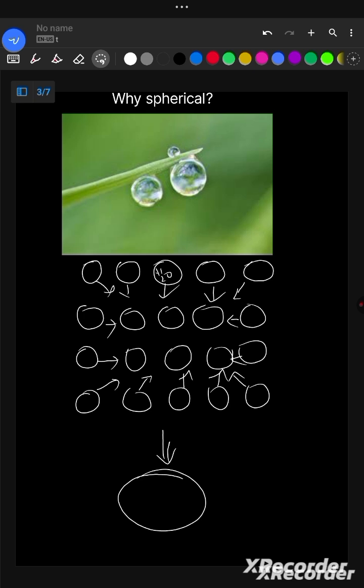So if there is no container to support it, water will have a spherical shape. And also it is important to note that since all the water molecules on the surface want to come in, water always wants to have a minimum surface area, and a sphere has a minimum surface area. So that's the reason why water droplets are spherical in shape.